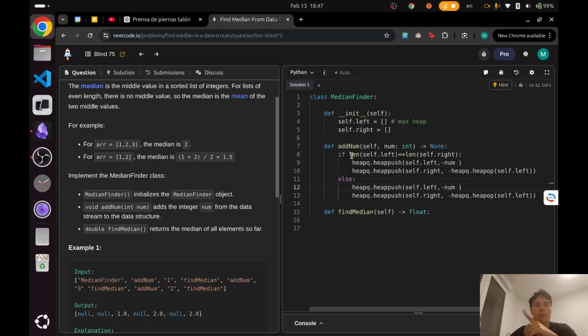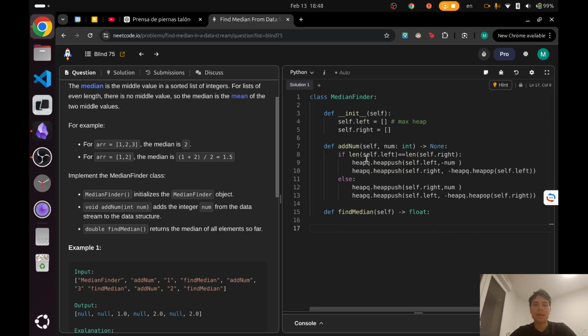So else, it means that the right array has one more element. So if we want to add one more number, we want to add it to the left array. But first we have to add it to the right array because we want to push an actual valid number. So first we add it to the right array, and then we add it back to the left array, and we have to pop from the right array.